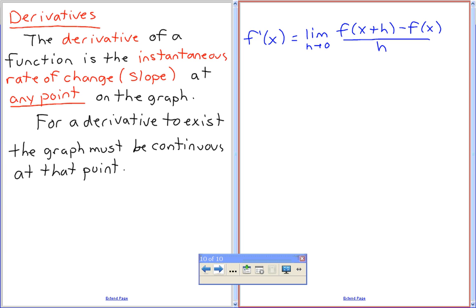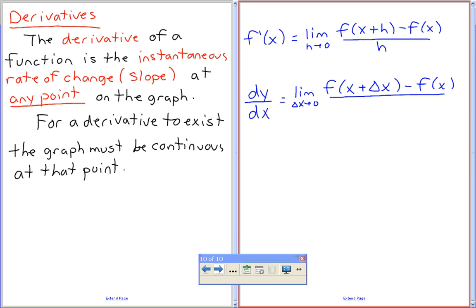Okay. You've never seen that before in your life, I'm sure. But that's what a derivative is. The other way you can call it is the other one here. They mean the same thing. If you're in calculus in university, some teachers like this one better. They both mean the same thing.